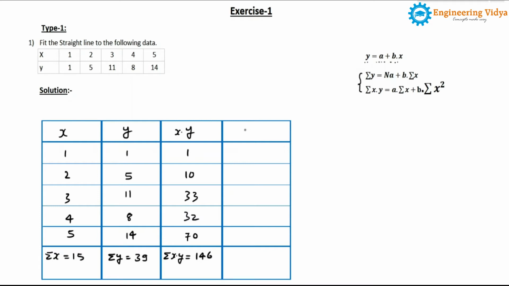Now we'll calculate x square, because we should have the value of summation of x square also. The square of 1 is 1, square of 2 is 4, of 3 is 9, of 4 is 16 and of 5 is 25. After performing the addition of x square, we get 55. I hope you understood everything over here. Now we'll use these two equations, right?